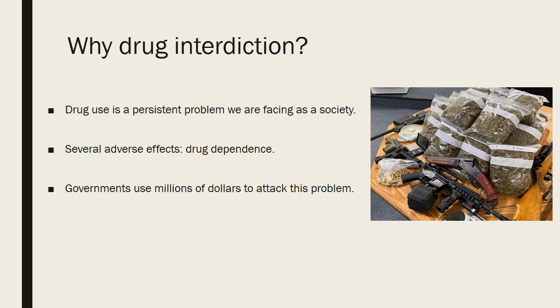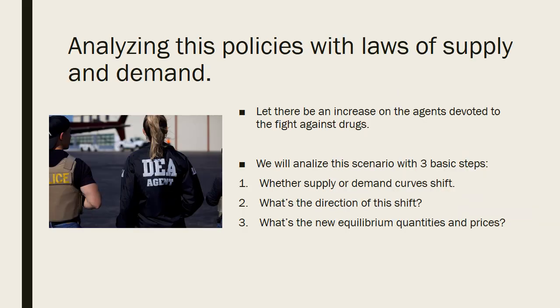So next, we need to analyze these policies of drug interdiction with the ideas of supply and demand. So let's set an example. Let us imagine that there's an increase in the agents devoted to the fight against drugs. This is the state or the government giving more resources to the police or to the military or whatever institution is in charge of taking this fight against drug smugglers or drug users even.